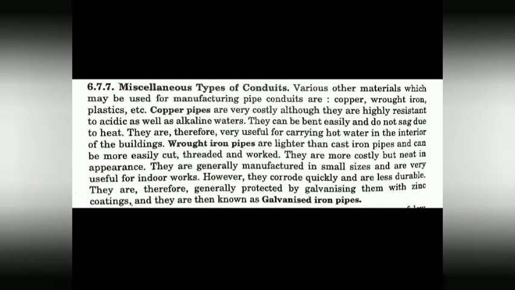But next is the wrought iron pipes. They are lighter than the cast iron pipes and can be more easily cut, threaded, and worked. They are more costly but neat in appearance, and they are generally manufactured in small sizes and are useful for indoor works. However, they corrode quickly and are less durable. So these also have some conditions and are generally protected by galvanizing them. Then they are called galvanized iron pipes. Galvanizing is done with the help of zinc coatings.